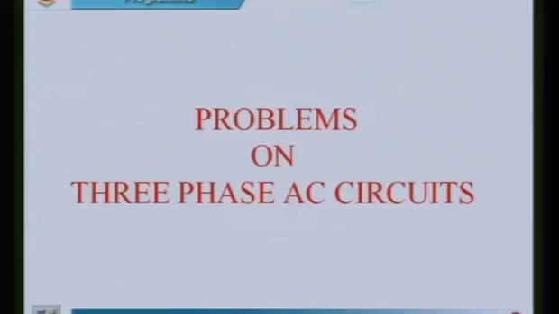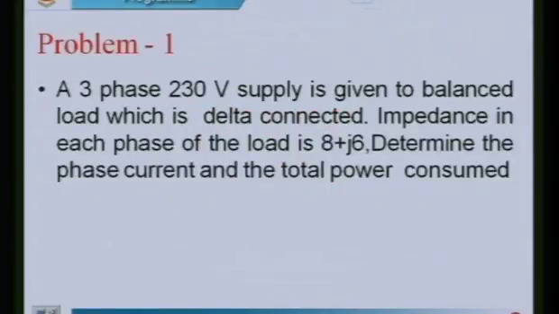I have some very simple problems here about polyphase circuits. The first problem is like this: a three phase 230 volt supply is given to a balanced load which is delta connected. Impedance in each phase of the load is 8 plus j6 ohms. Determine the phase current and the total power consumed.